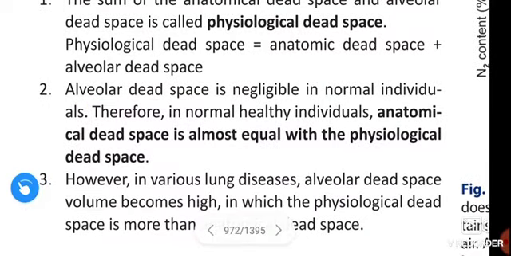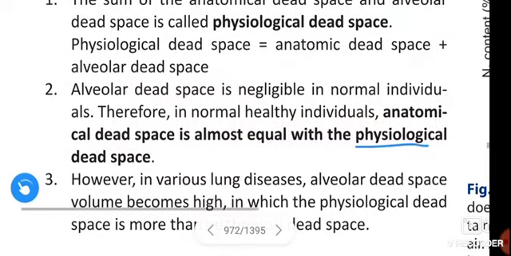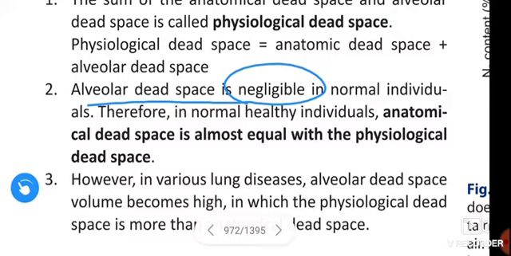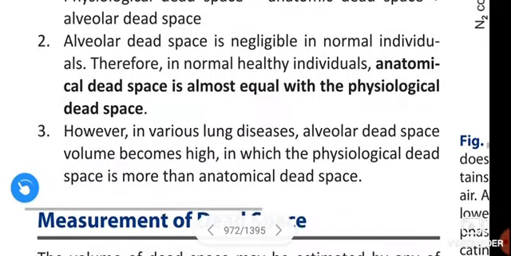Alveolar dead space is negligible in normal individuals. Therefore, in normal healthy individuals, anatomical dead space is almost equal to the physiological dead space.